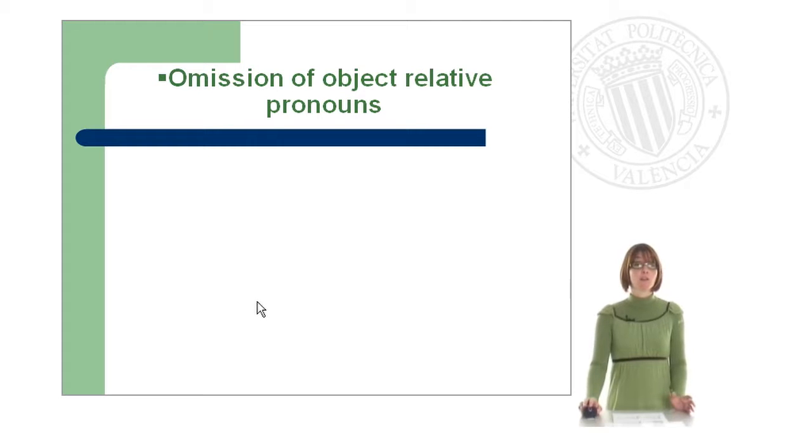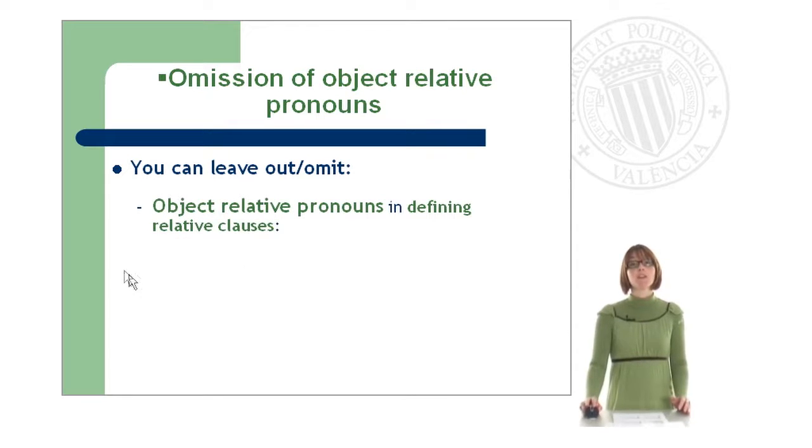Okay, now we're going to have a look at cases where omission of the relative pronoun is possible. This means that in English, there are occasions where you can omit the relative pronoun. In those cases, you normally don't use the relative pronoun because it's more natural not to use it. You can leave out or omit the relative pronoun in the following situations. When the relative pronoun is working as an object in defining relative clauses.